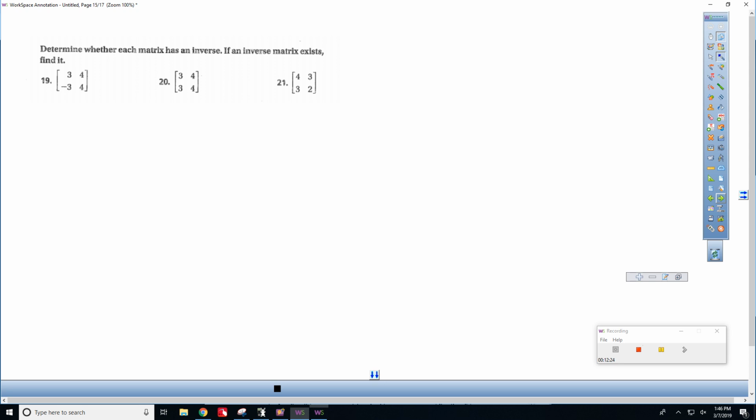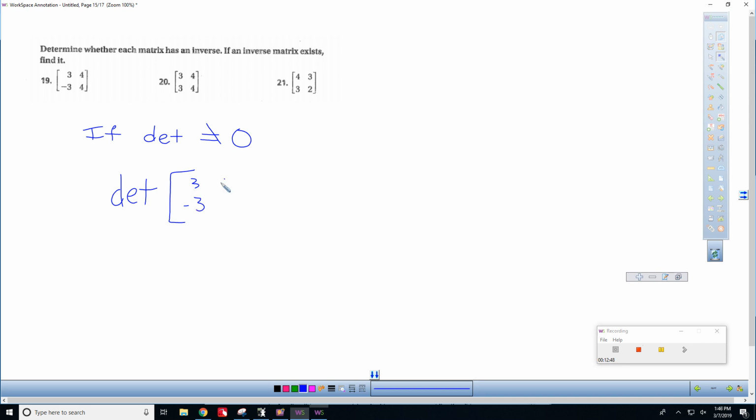Last thing, determine whether the matrix has an inverse. If the inverse exists, find it. Well, first, how do you know if it has an inverse? If the determinant is not equal to 0, then the inverse exists. So, let's look at 19. The determinant of 3, -3, 4, 4 is 12 minus -12. So that's 24. So the determinant exists.